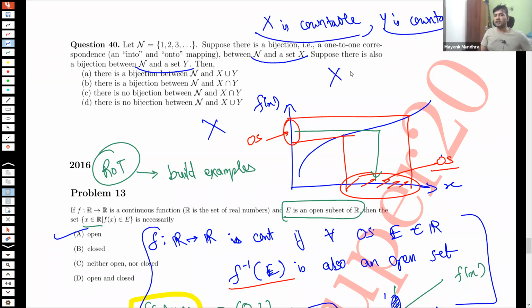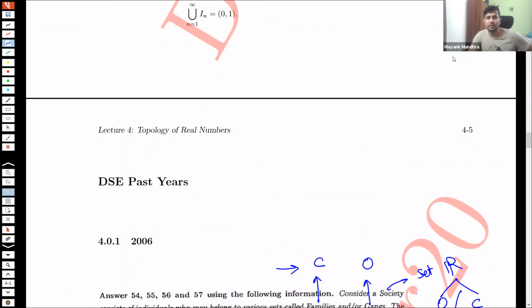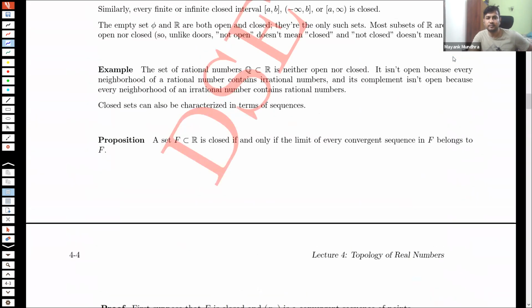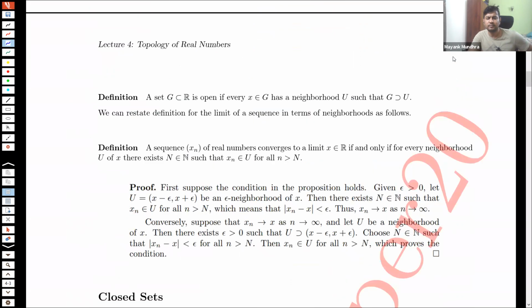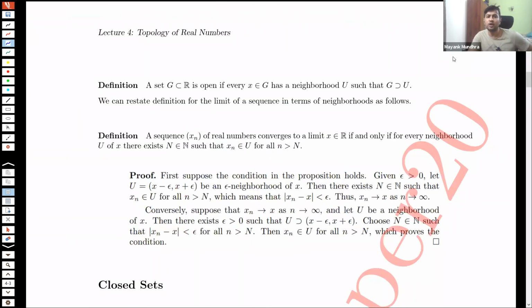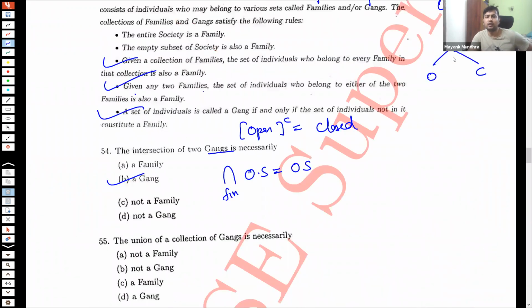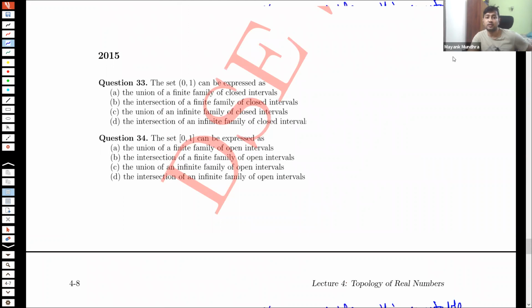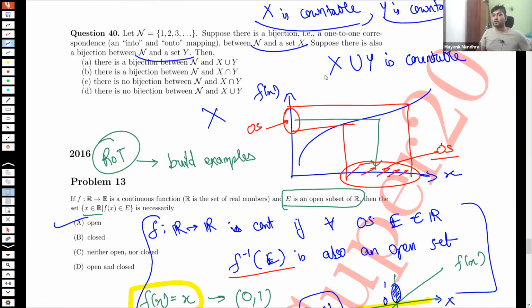So if X is countable and Y is countable, X union Y is also countable. Because of this property that we did, where is that property? Okay, we did it in cardinality: a countable union of countable sets is countable. We did this in sets and functions. So if X is countable and Y is countable, then X union Y is also countable. I should have given this in set theory. Anyway, you already know set theory, so you should know countable also. So a countable union of countable sets is also countable.